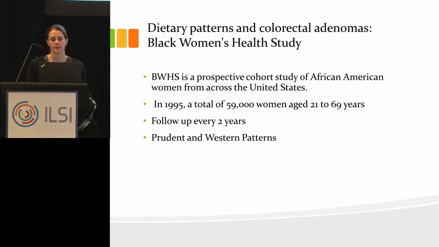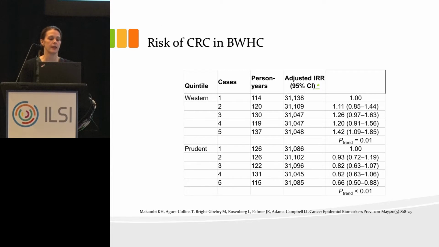Next, I'd like to show you some data from the Black Women's Health Study. This is a large prospective cohort of African American women across the United States. Data collection began in 1995, and they have follow-up every 2 years. From this, they also determined a prudent and a Western pattern. And as you would expect, both the prudent and the Western patterns were associated with risk of colorectal cancer in the directions that you would expect.